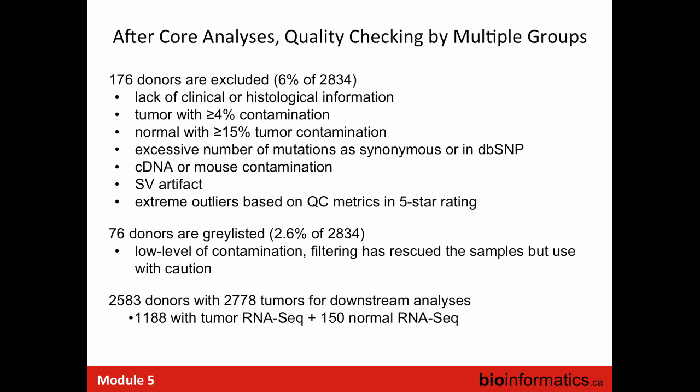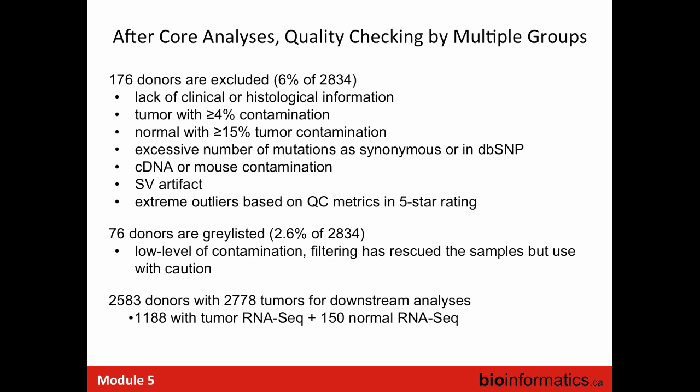Sometimes it's for an obvious reason, that we don't have any clinical information. Other times it's because we discovered that the tumor itself was contaminated with foreign DNA. Sometimes the normal gets contaminated with the same donor's tumor DNA. And then there are cases where we see cDNA or mouse contamination. This exercise also requires looking at a lot of plots visually, and based on visualization of structural variants, some artifacts could be discovered. So 6% being blacklisted, that's pretty normal, I think, for a project of this scale.